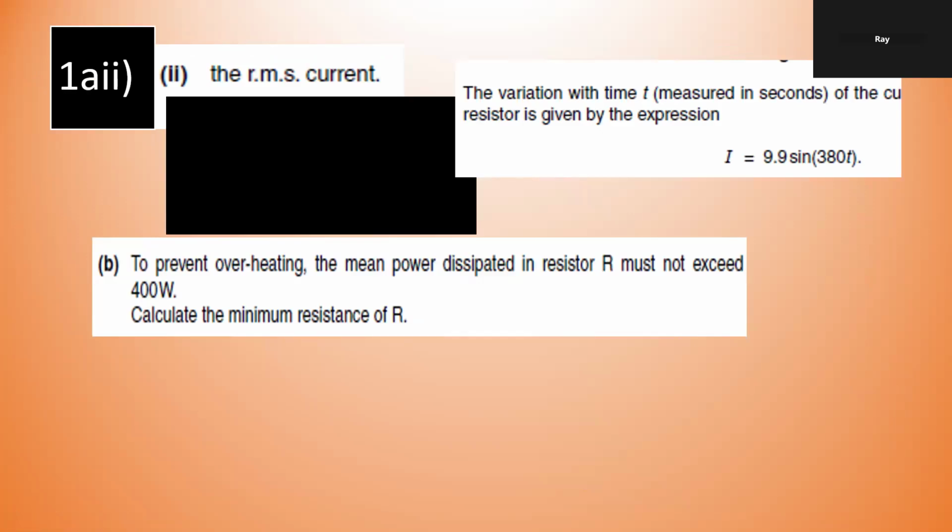Root mean square current. What's your answer? Root mean square current is peak divided by root 2. Yeah, the peak value is your peak or maximum value divided by root 2. You can get it.